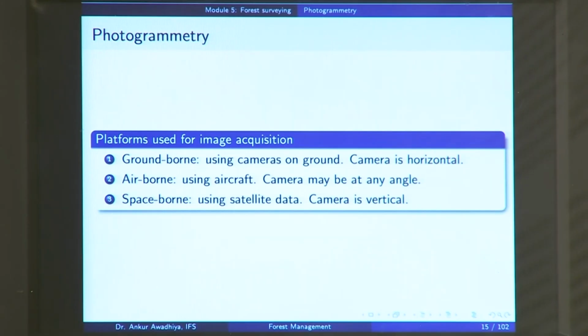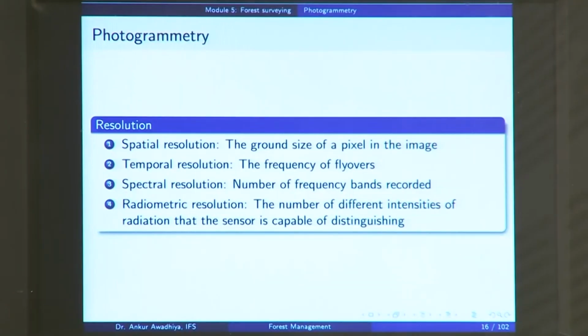Now, when we are taking these photographs, there are some things to be kept in mind. So, you require these photographs, but you require them at a good enough resolution. Now, there are 4 different kinds of resolution that we talk about. One is the spatial resolution, or the ground size of a pixel in the image. So, when we were talking about the scale of a photograph, every photograph is made up of pixels.